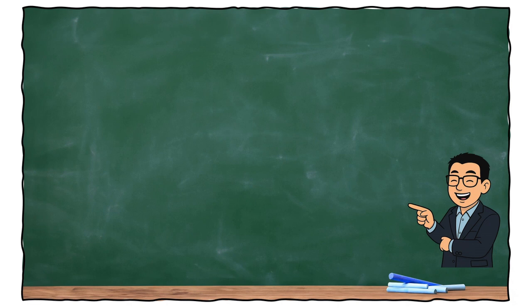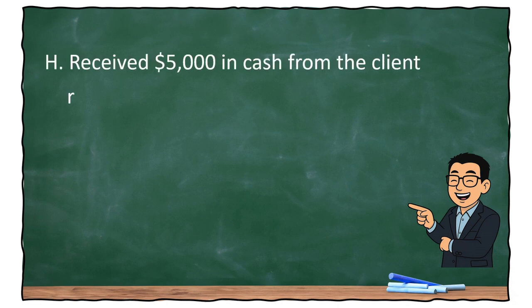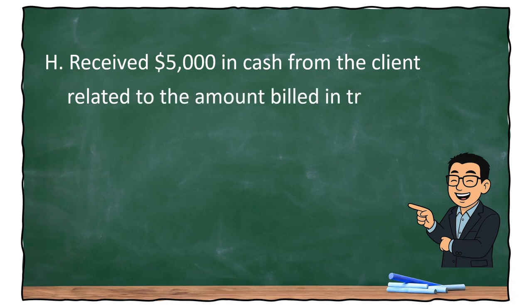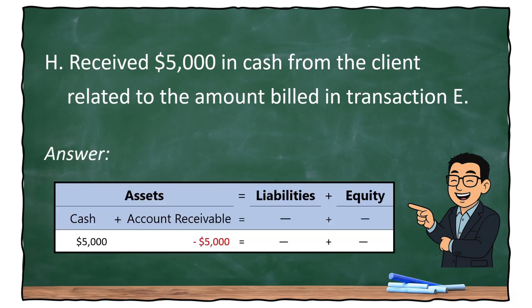Let's look at transaction H. The company received $5,000 in cash from the client. It is related to the invoice issued earlier in transaction E, where the company billed $8,000. Cash increases by $5,000. At the same time, accounts receivable decreases by $5,000, because part of the client's debt has now been paid. Since this is just a conversion from one asset to another, there's no effect on liabilities or equity.